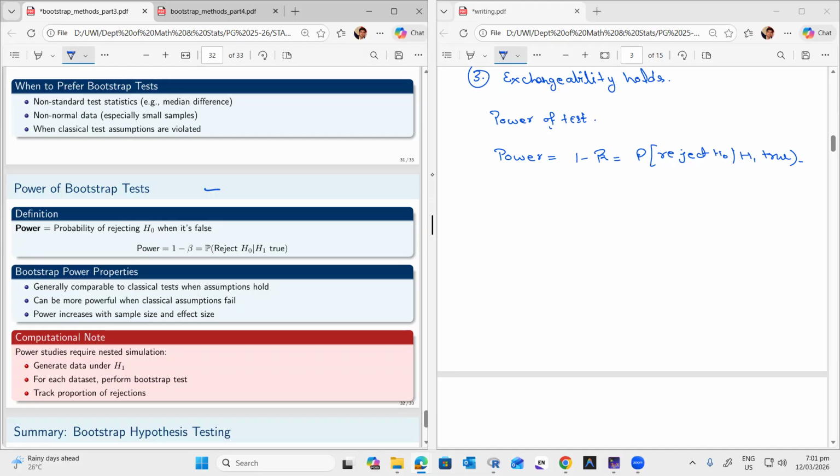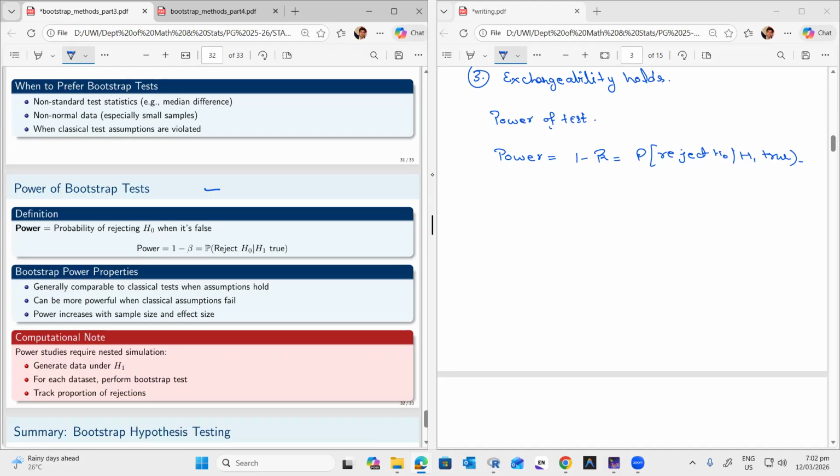Always remember, before checking the power, you must verify that the bootstrap test maintains the nominal type 1 error rate under the H naught. And the second thing is that the number of inner bootstrap resamples, capital B, affects the accuracy of each p-value. Too small a number of replications can bias the power estimates.